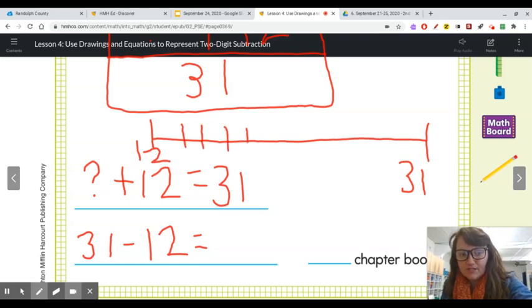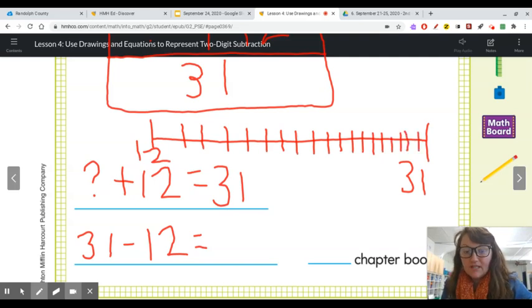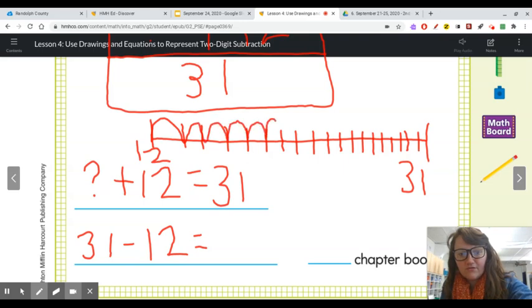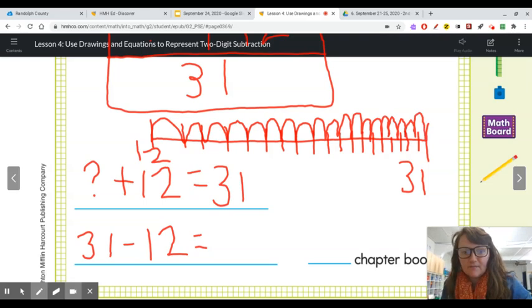13, 14, 15, 16, 17, 18, 19, 20, 21, 22, 23, 24, 25, 26, 27, 28, 29, 30. Okay, it got a little smaller as it went on, but that's okay. All right, so now we're going to count how many hops. 1, 2, 3, 4, 5, 6, 7, 8, 9, 10, 11, 12, 13, 14, 15, 16, 17, 18, 19. Okay, so we should have had 19 books at first.